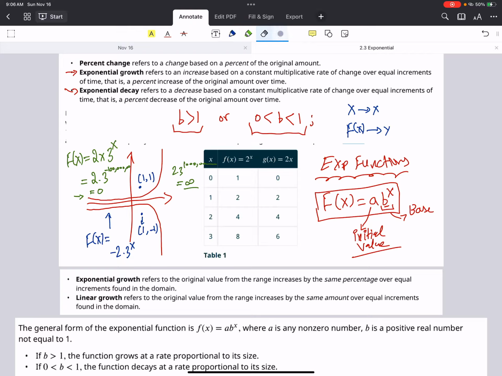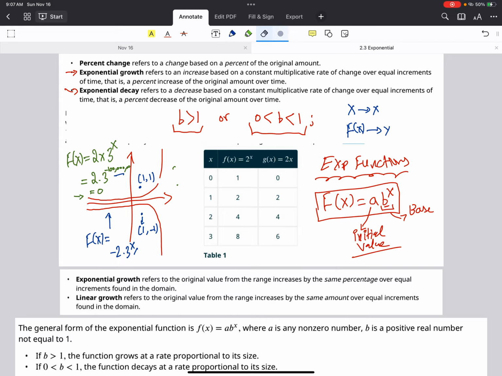So the bottom function is just negative 2 times 3 to the power of x. I do suggest you test it out. Plug in negative 1 million for x. Coming from the left side, you're going to get 0. And then plug in 1 million on the right side, you're going to get simply negative infinity.